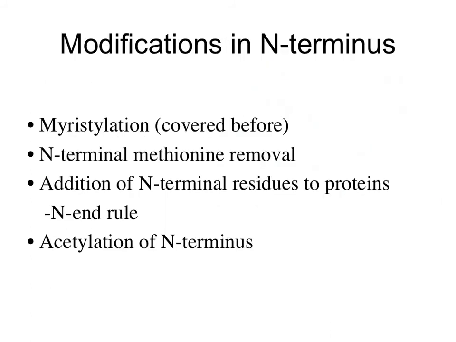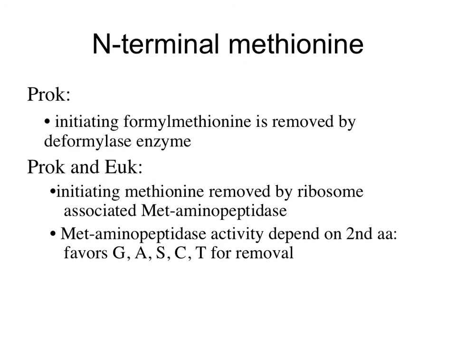So now there are also modifications in the N-terminus, and after that we'll talk about C-terminus modifications. Myristoylation occurs on the N-terminus. N-terminal methionine can be removed, there can be addition of N-terminal residues to proteins, the N-end rule, and acetylation of the N-terminus. In prokaryotes, initiating formyl methionine is removed by deformylase enzyme. In prokaryotes and eukaryotes, initiating methionine is removed by ribosome-associated methionine aminopeptidases. Methionine aminopeptidase activity depends on the second amino acid, and it favors removal when the second amino acid is glycine, alanine, serine, cysteine, or threonine.